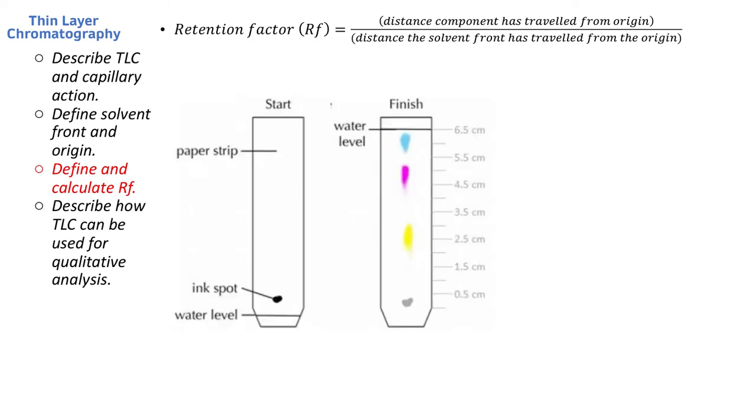Here's another one. Say your component actually travels a variable amount, so there's kind of a smear where it is. Generally, what you would do is take the value from the center of that smear, and then work it out from there. You will sometimes be given a scale rather than just being told what it is, so you have to actually use the measurements there.